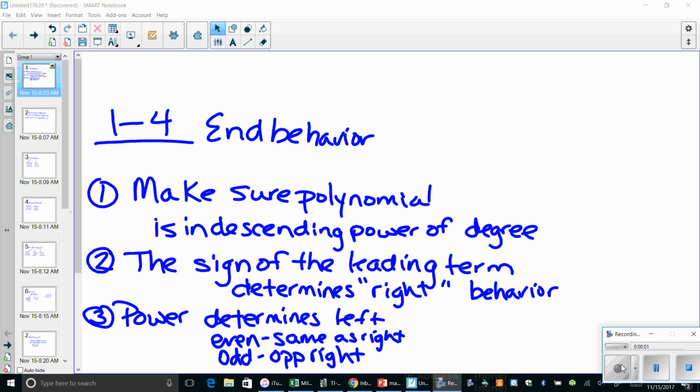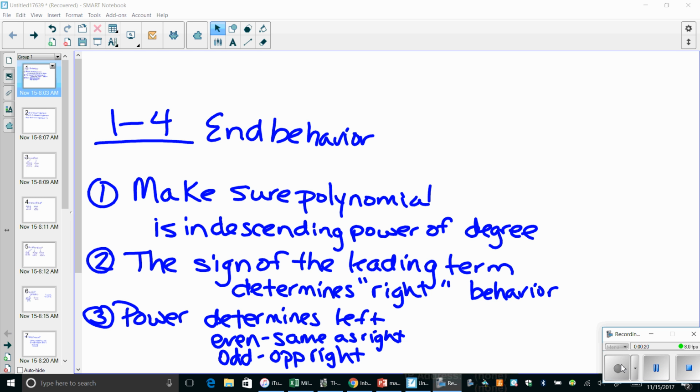Okay, taking a look at your test review, I thought I'd go through some of the things on those. So 1 through 4, when you're looking at end behavior, first of all, you want to make sure that the polynomial is in descending power of degree. The second thing you want to check for is the sign of the leading term will determine the right behavior, what's happening on the right of that function.